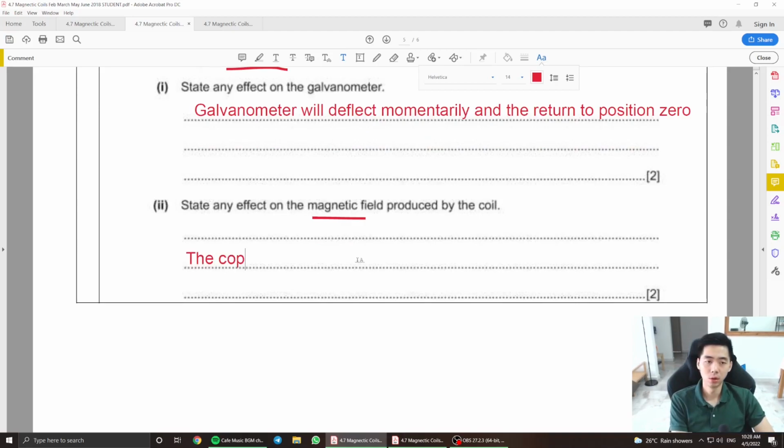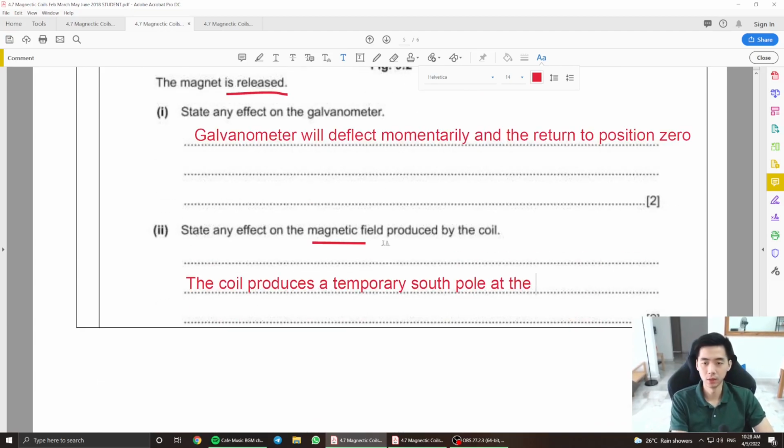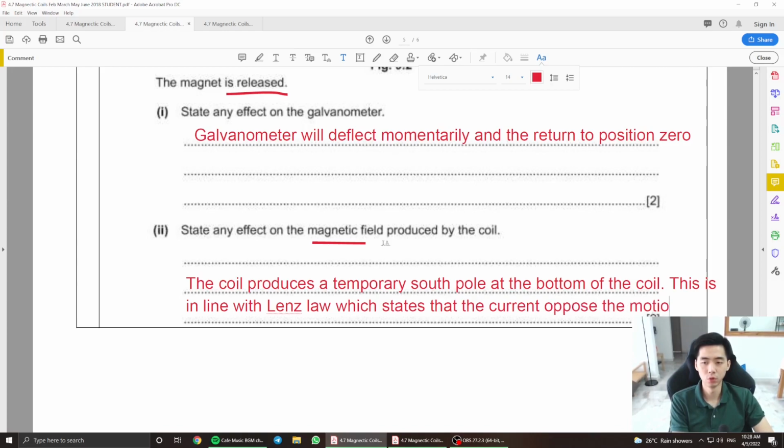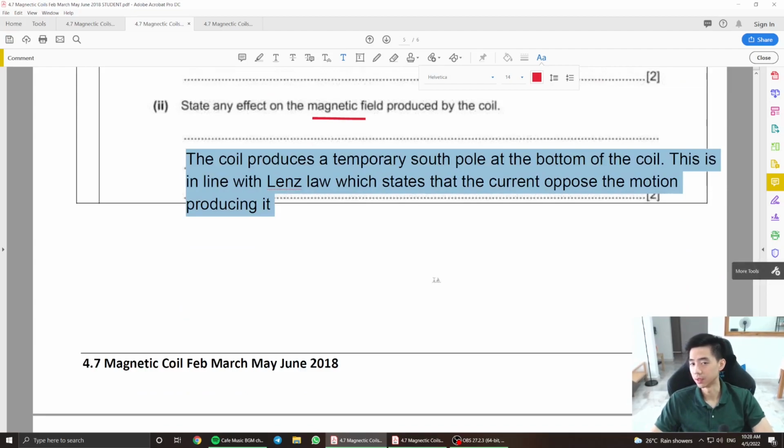the coil produces a temporary south pole. What was it? South pole? Yeah, south pole at the bottom of the coil. This is in line with Lenz's law, which states that current opposes the motion producing it. Okay, this is supposed to be your answer.